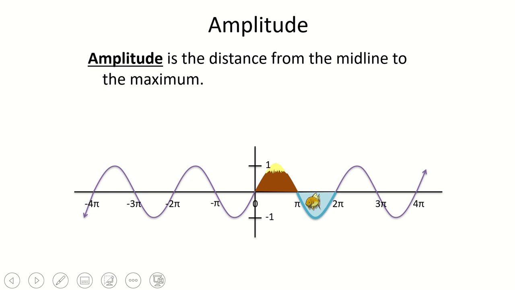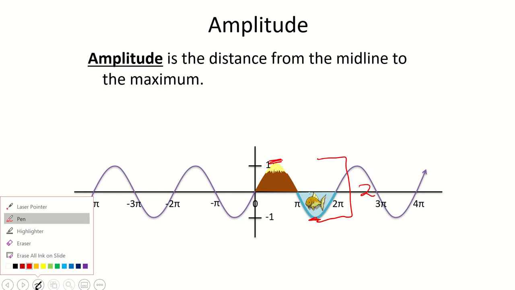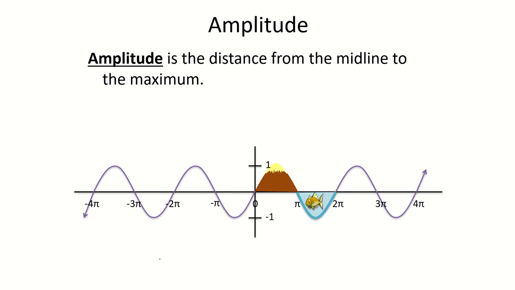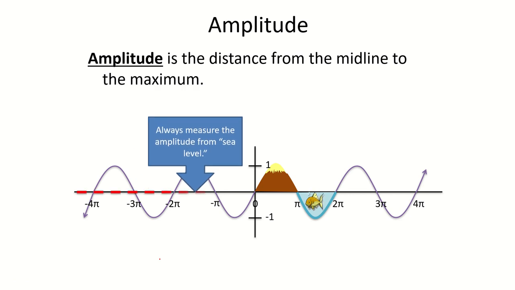So the amplitude of a sine or cosine graph is the distance from the midline to the maximum. Sometimes students will look at this and say, okay, here's the minimum, here's the maximum, so the height of this guy must be 2. But when you are measuring the amplitude, you are not measuring from the bottom to the top. You are measuring from the midline to the top. And so I think of the midline as sea level. We've got that mountain, which is above, and we've got the ocean, which is below. So when you measure the amplitude, you measure from sea level.